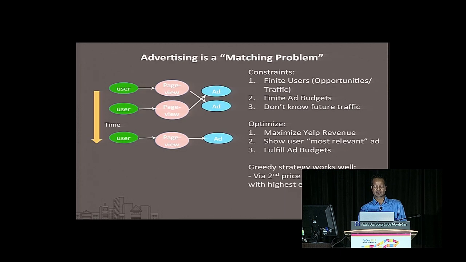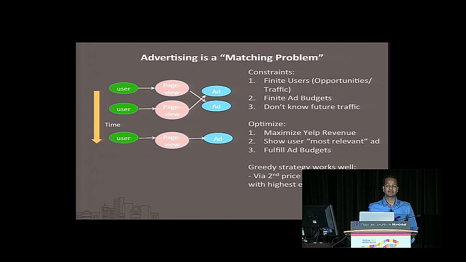So now advertising is a matching problem, right? So we have users on one side and we have ads on the other side. The constraints are that the users, I would also refer to users as opportunities. So opportunities is finite, and then budget for advertisers is finite. And the other constraint is that we don't know future traffic. We don't know what to expect in future in terms of what are people going to search in future, right? And then the goals are that we want to maximize revenue for Yelp. We want to show a user the most relevant ad possible. But at the same time, we want to also fulfill the budget for the advertisers, right?